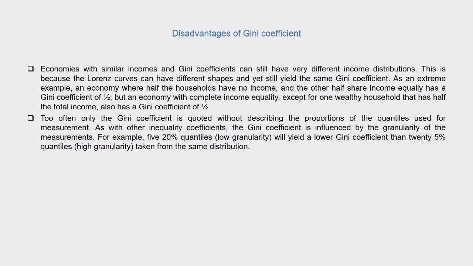Now, too often only the Gini coefficient is quoted without describing the proportions of the quantiles used for measurement. As with other inequality coefficients, the Gini coefficient is influenced by the granularity of the measurements. So, for example, 5-20% quantiles will yield a lower Gini coefficient than 25% quantiles taken from the same distribution. So, these are things that need to be kept in mind, that quoting a Gini coefficient without describing the proportions of the quantiles used for measurement will not be a very fruitful exercise.